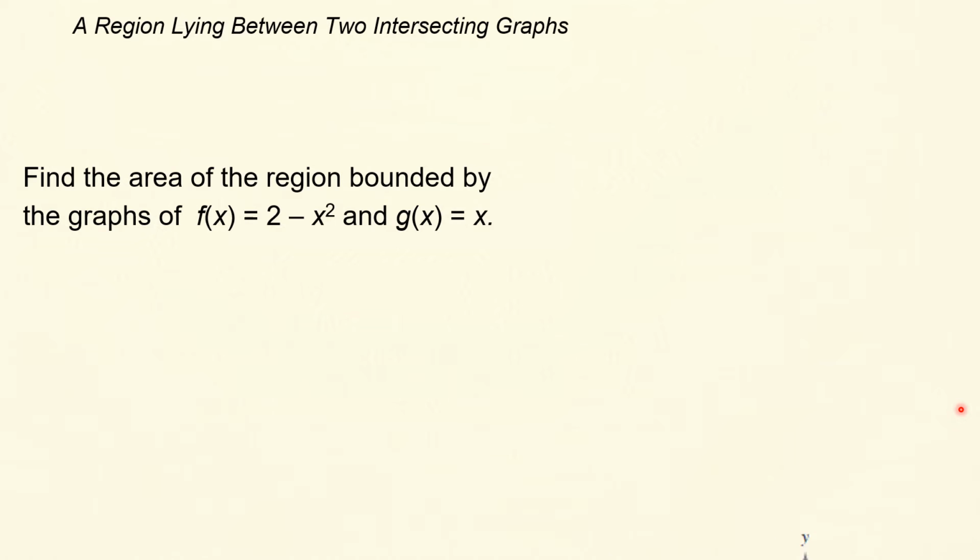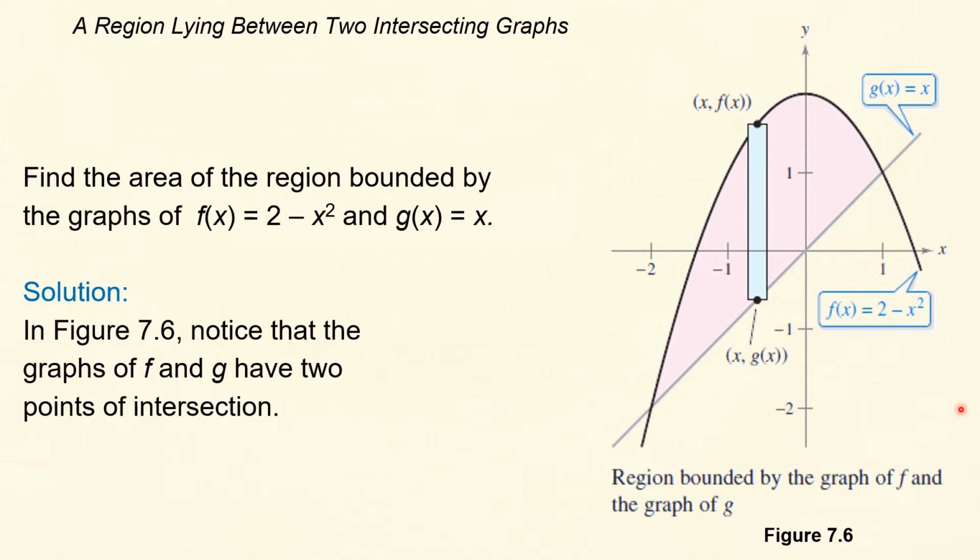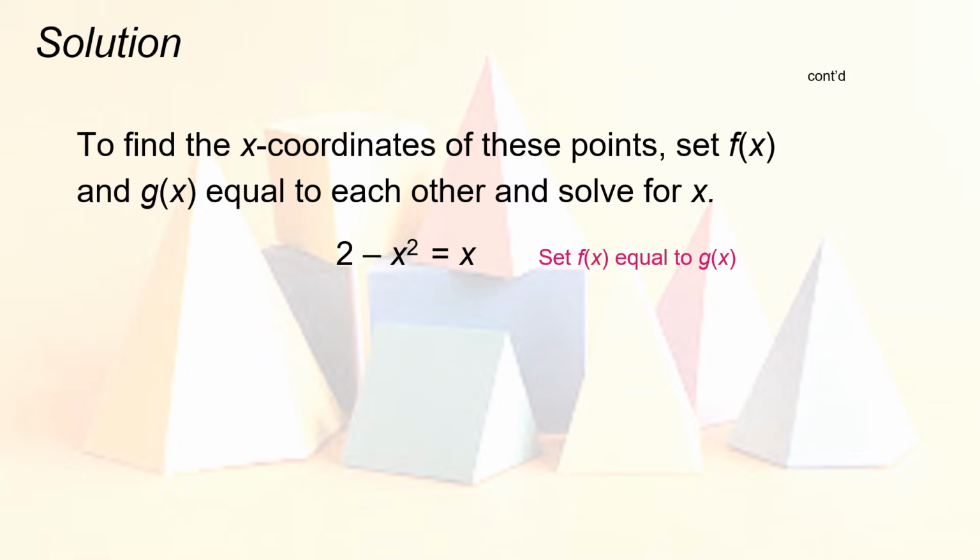So let us have another one. Find the area of the region bounded by the graphs of f of x equals 2 minus x squared and g of x equals x. For the solution in figure 7.6, notice that the graphs of f and g have 2 points of intersection. So to find the x coordinates of these points, set f of x and g of x equal to each other and solve for x.